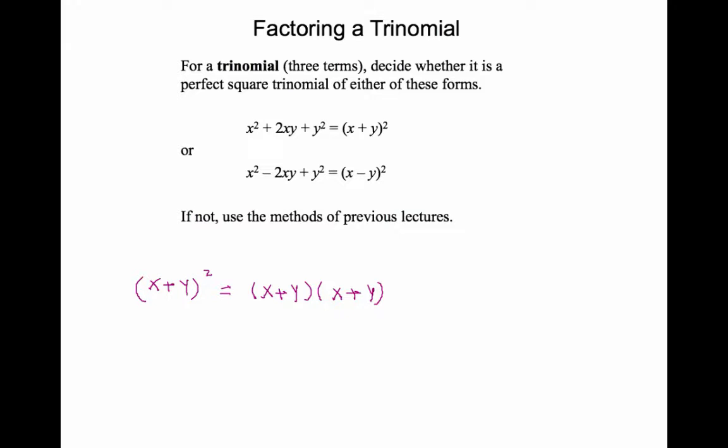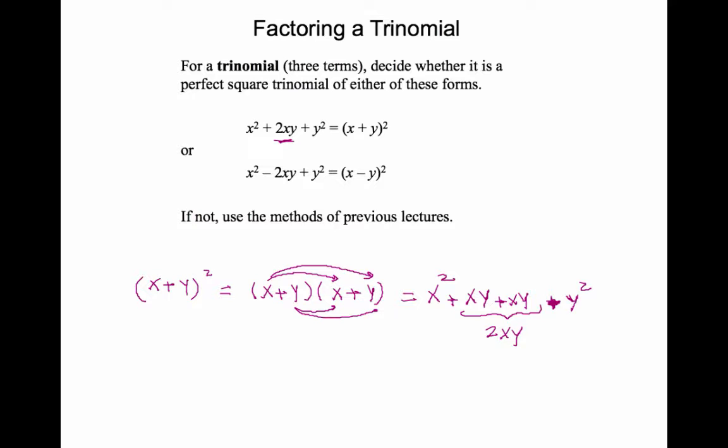So if I use the FOIL method, multiplying term by term, x times x gives me x squared, x times y gives me plus xy, and if I multiply the two inner and outer terms, I get the same exact term, xy. Then if I multiply the last terms together, I get plus y squared. Notice that these middle terms always add up to 2xy. That's why we have this 2xy here.